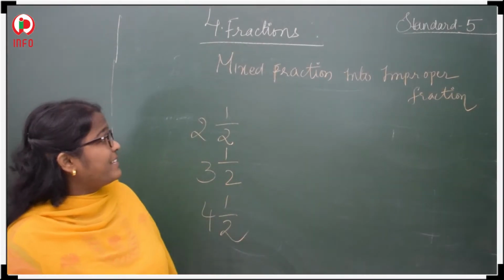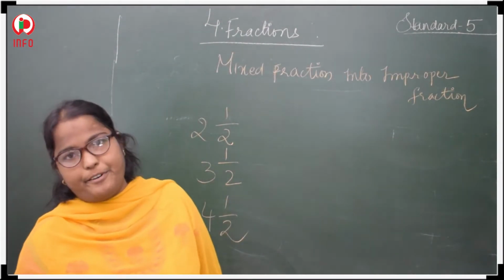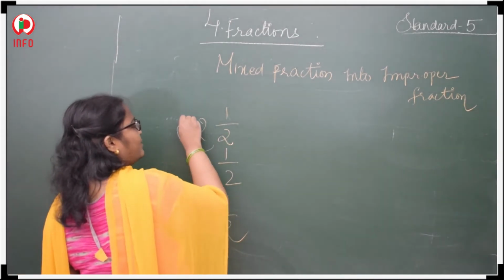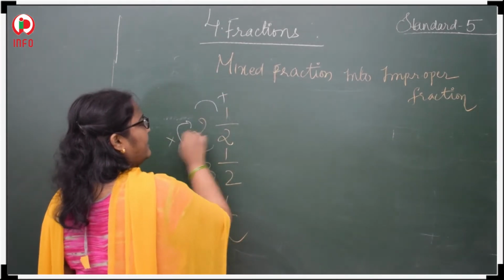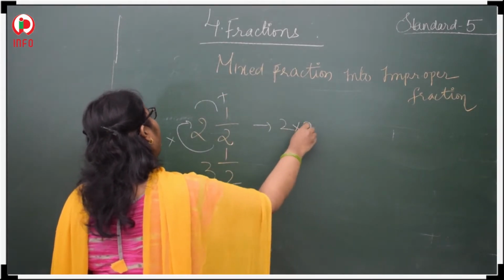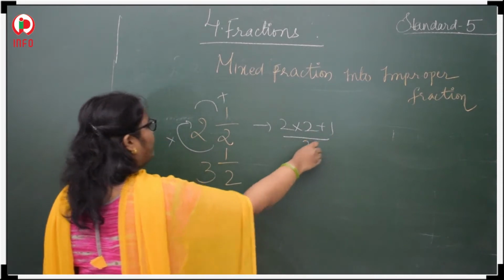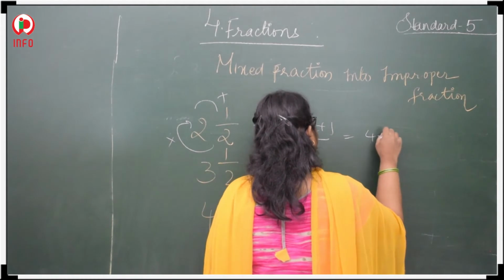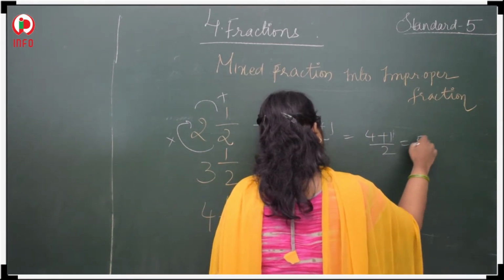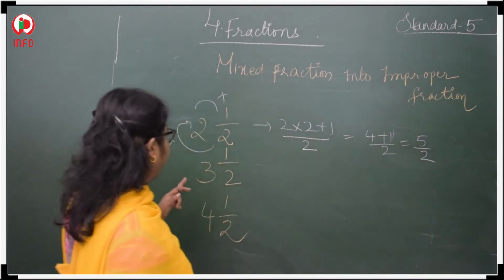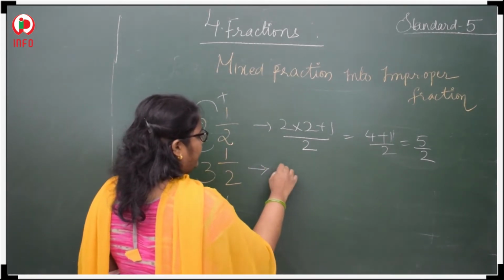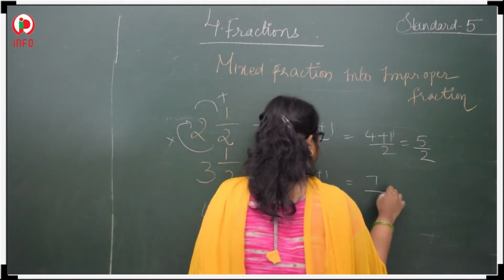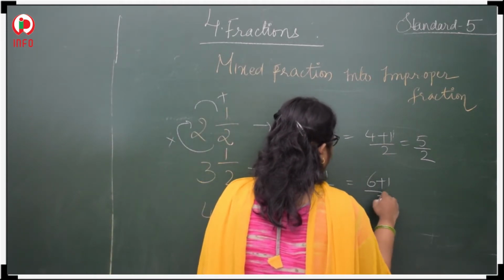Next is converting a mixed fraction into an improper fraction. How do we need to convert it, children? So how we have to do it is multiply and add. 2 into 2 plus 1 by 2. Yes or no? 2 twos are 4, 4 plus 1, 5 by 2. Same again: 3 twos are 6 plus 1, 7 by 2, or you can write 6 plus 1 by 2.